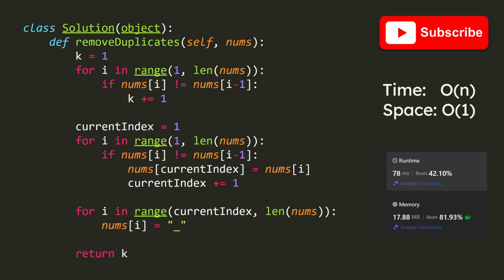So what is the runtime for this entire algorithm? Well, we're just traversing through the array, right? And because of that, the runtime is going to be O of n. As for the space complexity, we are not initializing new arrays. We're just doing everything in place. And for that reason, the space complexity will be O of 1.